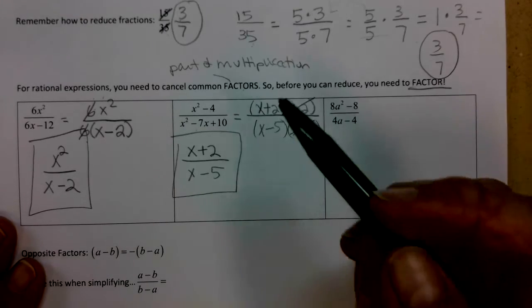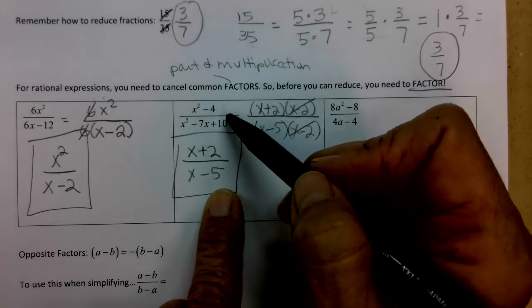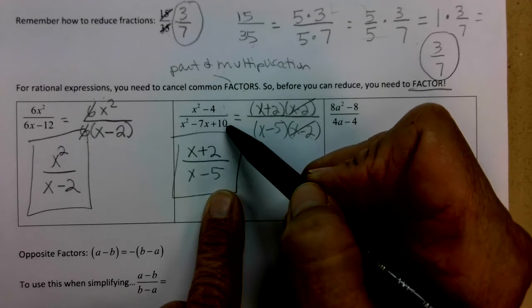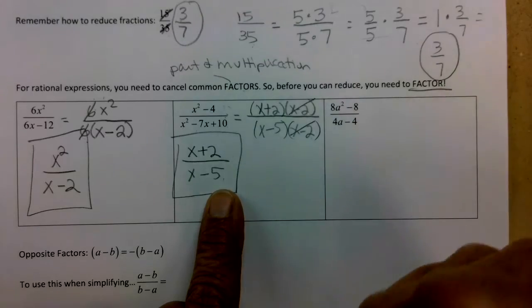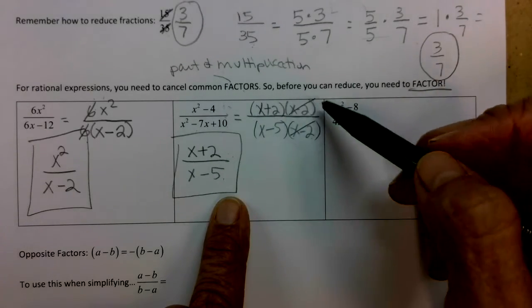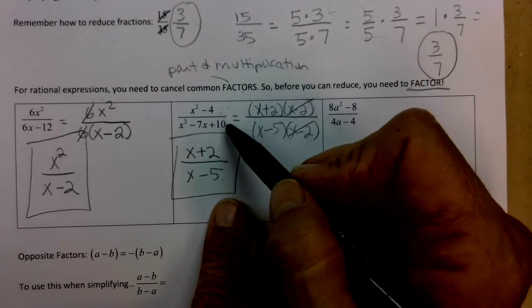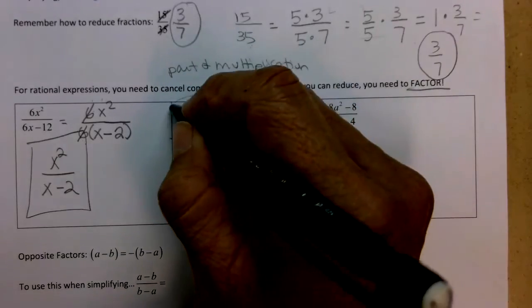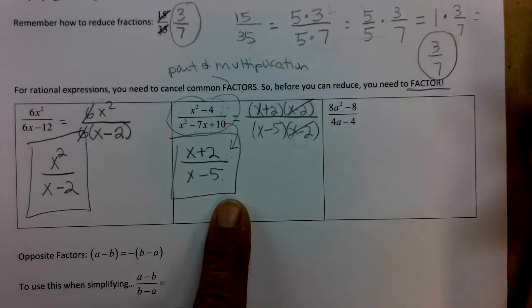Now, here's a big thing. Well, a couple of big things. You ready? These two expressions, the x squared minus 4 over x squared minus 7x plus 10 and then the x plus 2 over x minus 5, these two different fractions have exactly the same value everywhere except x equals 2, and don't worry about that until calculus. So we've just written this original expression in an equivalent but reduced form.